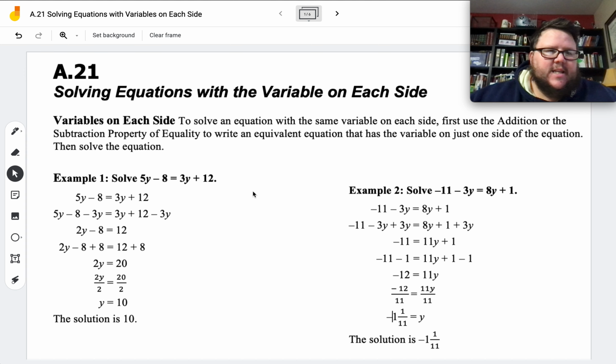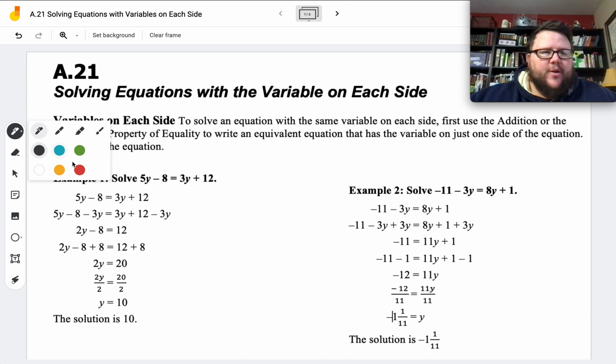Hey, algebra class. Today we're going to continue with our solving equations, but today we're going to do it with variables on both sides of the equation. Again, this is something that you guys have probably seen over and over again. One of the things I want you to realize is you need to isolate the variable to one side. So, let's get started right away, but variables on each side.